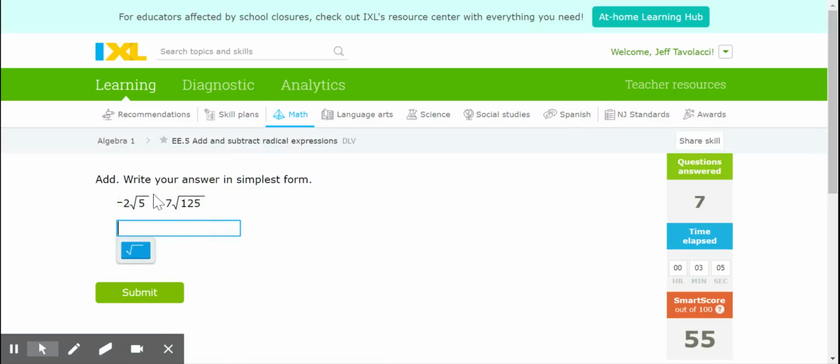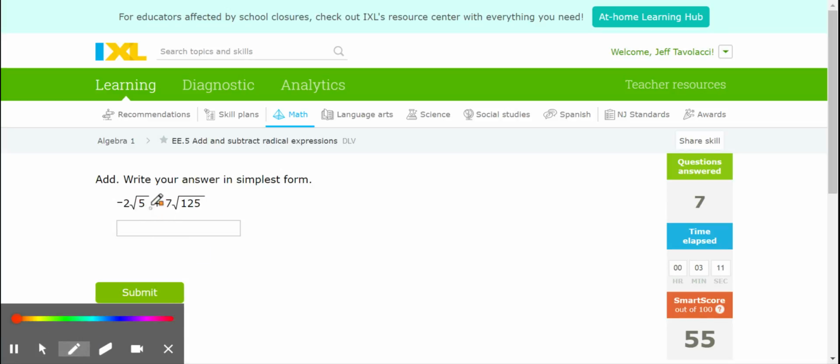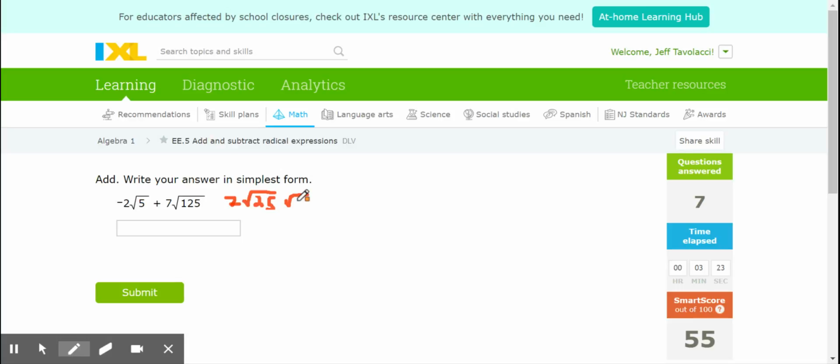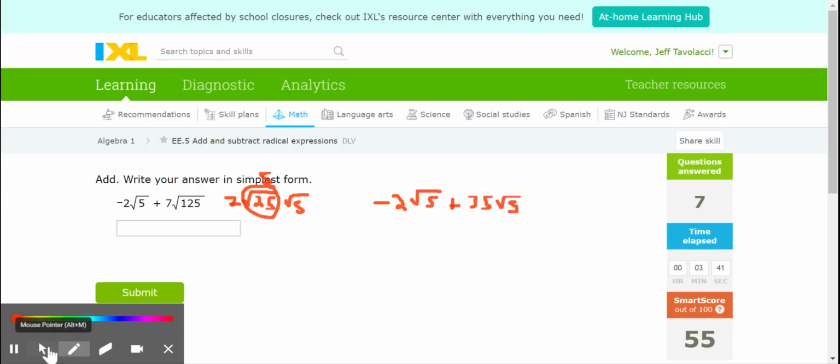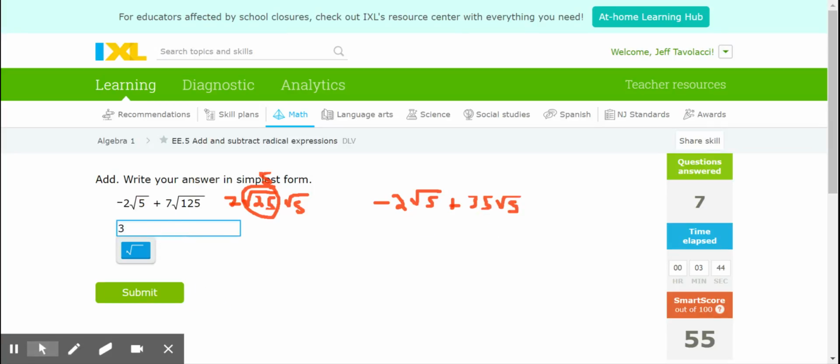Right, negative 2 square root 5 plus 7 square root of 125. These radicals don't match, so we're going to try and simplify. Can't take anything out of the square root of 5, but you can break up the square root of 125. So this would be 7 times the square root of 25 times the square root of 5. Square root of 25 we can take. It's 5. So we're going to have 5 times 7 as our coefficient. So now I'm going to rewrite over here. Negative 2 square root 5 plus 35 square root 5. Negative 2 plus 35 is going to be 33 square root 5.